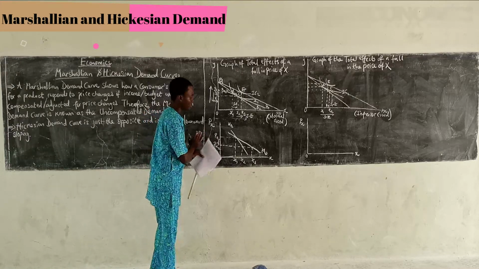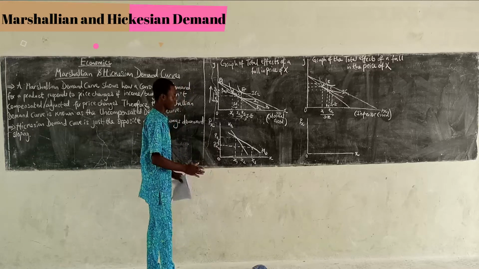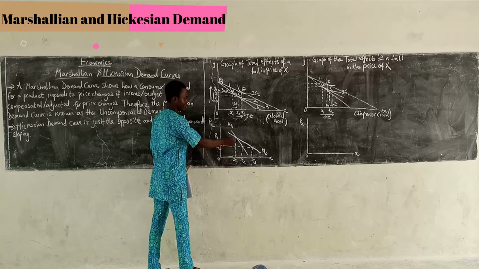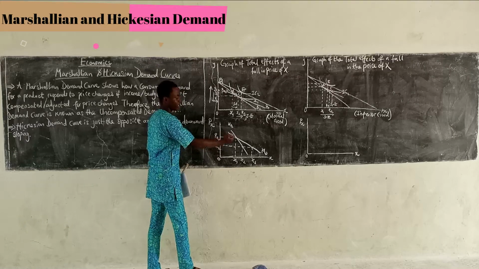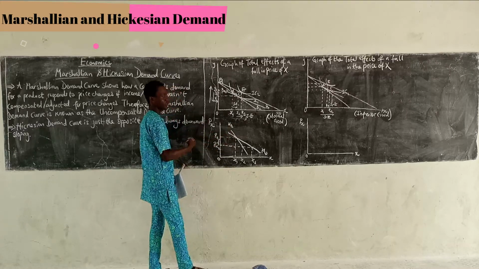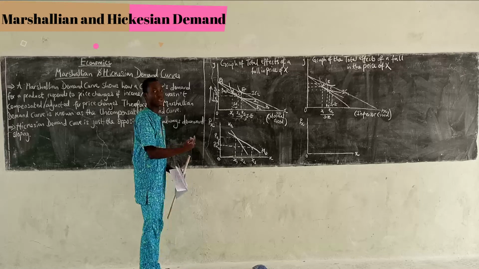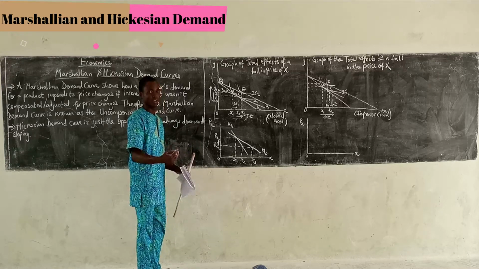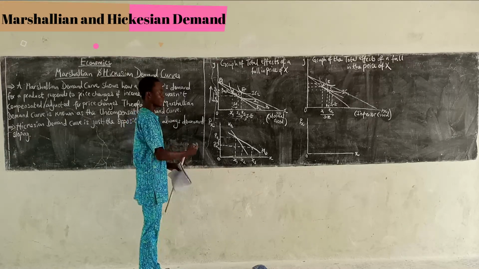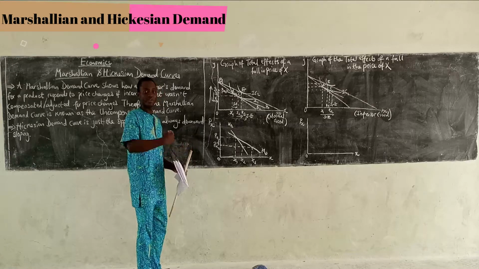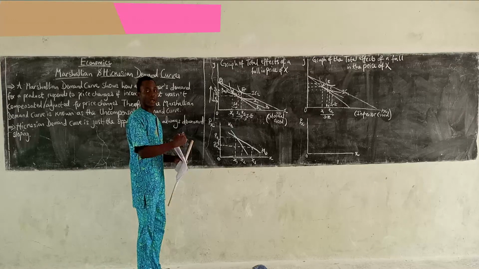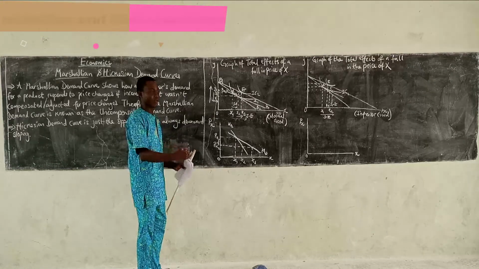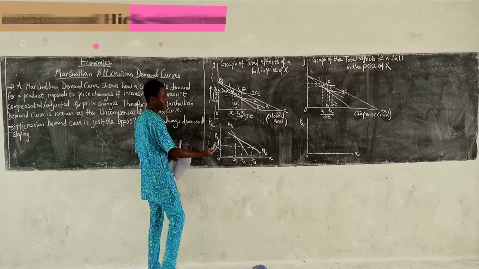So you can see that it's a simple thing to draw. When the price is falling, the income effect in addition to the substitution effect ensures that the Marshallian demand curve is flatter than the Hicksian demand curve. Why? Because the income and substitution effects reinforce each other, they make you buy more of the commodity than when you are just looking at the substitution effect alone.